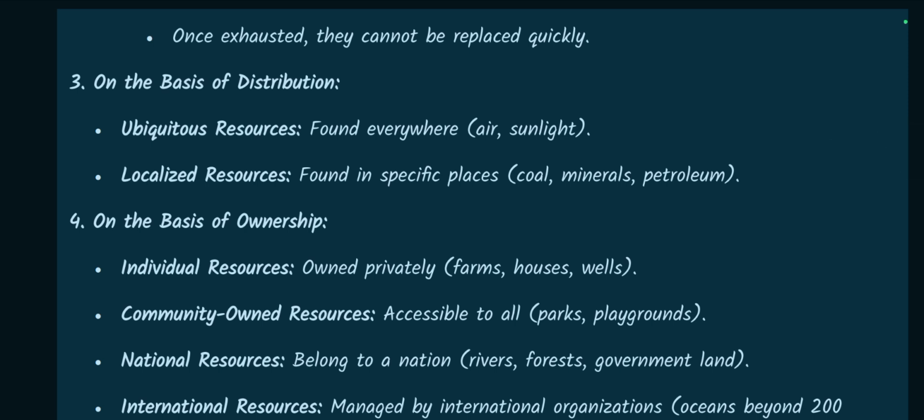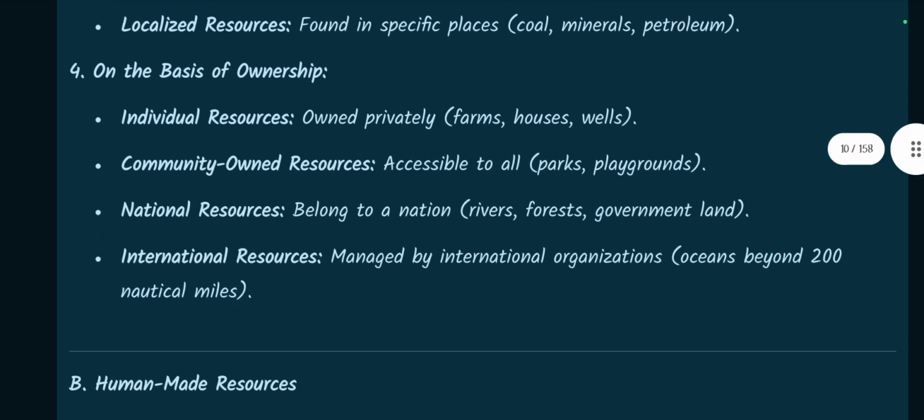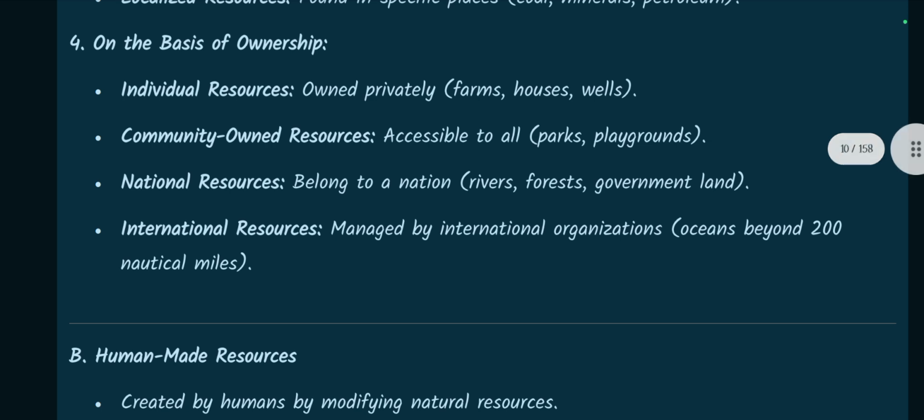Number 3. On the basis of distribution, ubiquitous resources are found everywhere, like air, sunlight, etc. Localized resources are found in specific places, like coal, minerals, and petroleum. On the basis of ownership, individual resources are owned privately, like farms, houses, and wells.